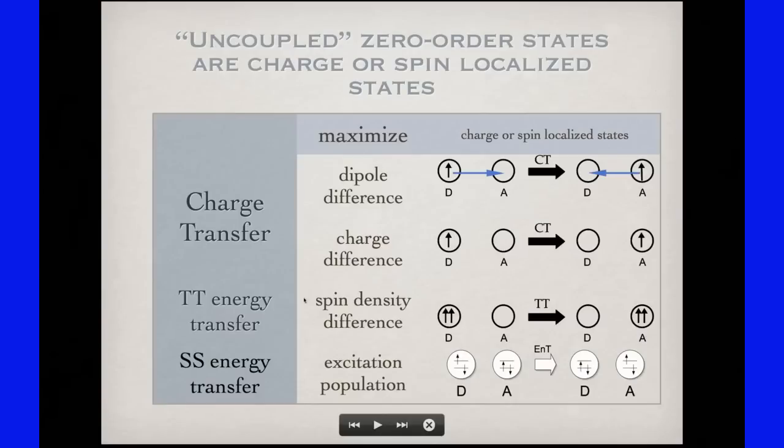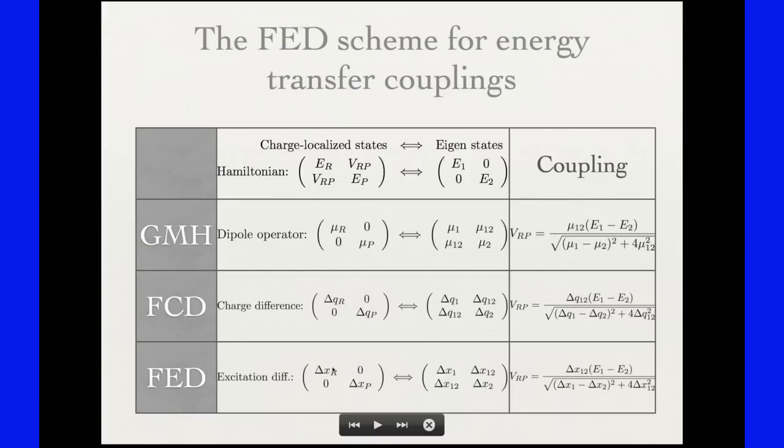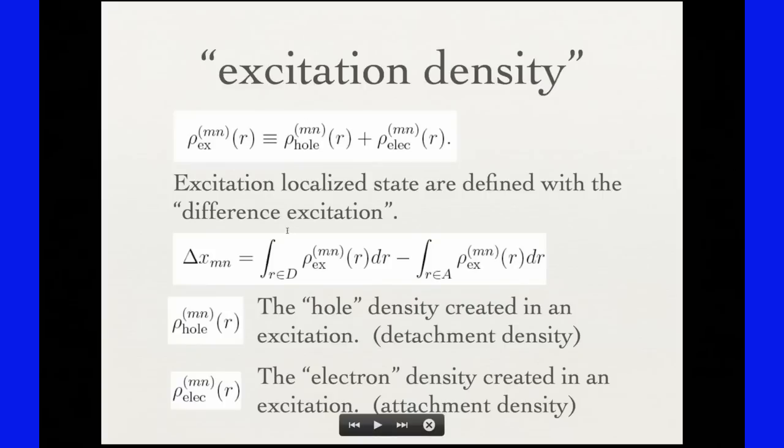So our idea was that, now that you can do this with charge, when you come up with a spin population or excitation population, you can do the same thing. It turns out that for the excitation, it is possible because we can define a delta x operator. What is that? We try to define an excitation density. In this case, we are using the detachment density and the attachment density. Detachment density is the hole density created in an excitation. And the attachment density is the electron density created in an excitation.